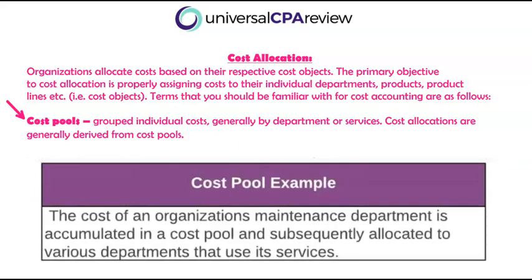Taking a look at this example, the cost of an organization's maintenance department is accumulated in a cost pool and subsequently allocated to various departments that use its services. If there's a specific department that is providing a service, but that service is affecting various segments of the business, we need to allocate those costs to the respective cost objects. Another good one could be an IT department, information technology. Very frequently, they will be helping various segments of the business with their IT. It's important to allocate those costs accordingly.